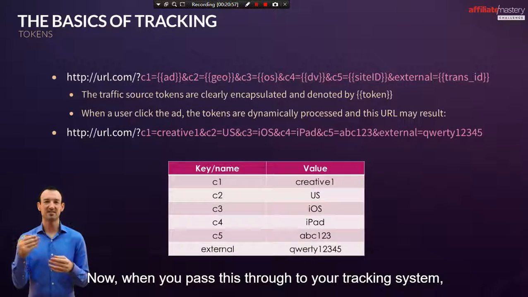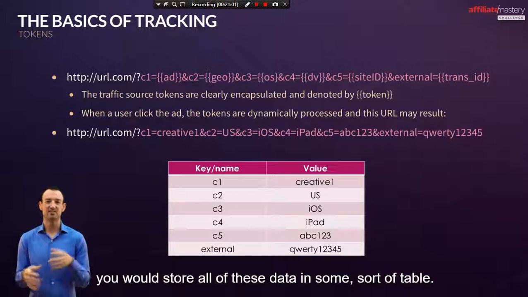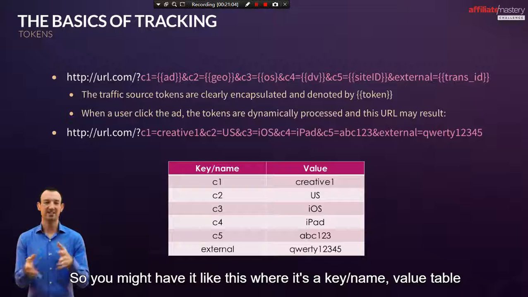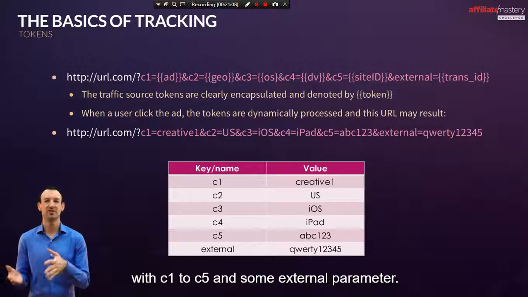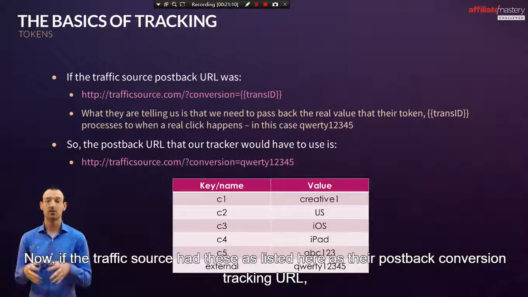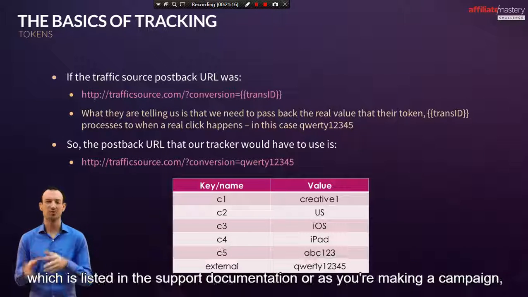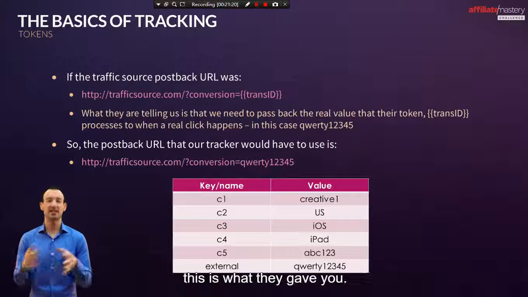Now, when you pass this through to your tracking system, you would store all of this data in some sort of table. So you might have it like this, where it's a key name value table with C1 to C5 and some external parameter. Now, if the traffic source had this, as listed here, as their postback conversion tracking URL, which was listed in their support documentation, or as you're making a campaign, this is what they gave you.